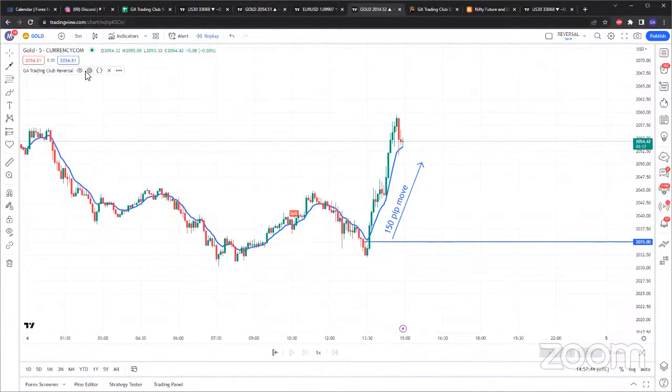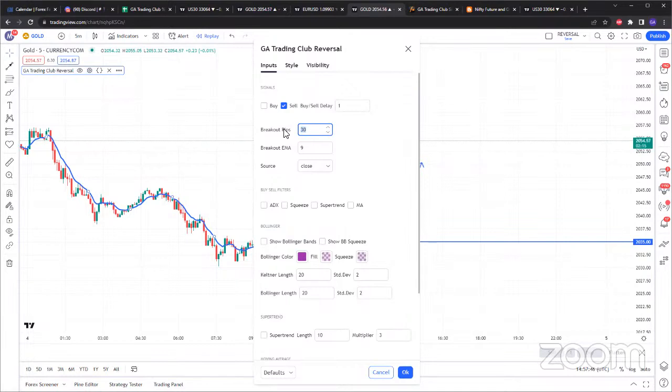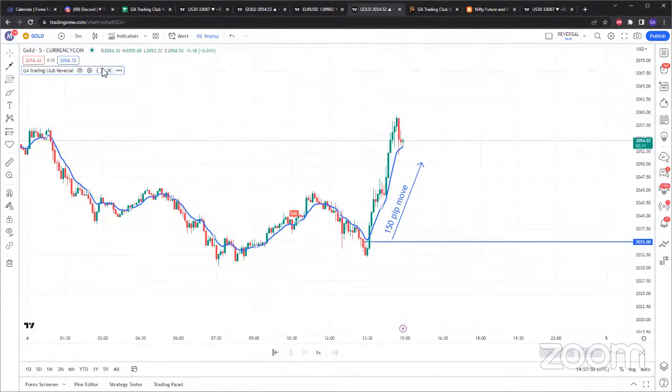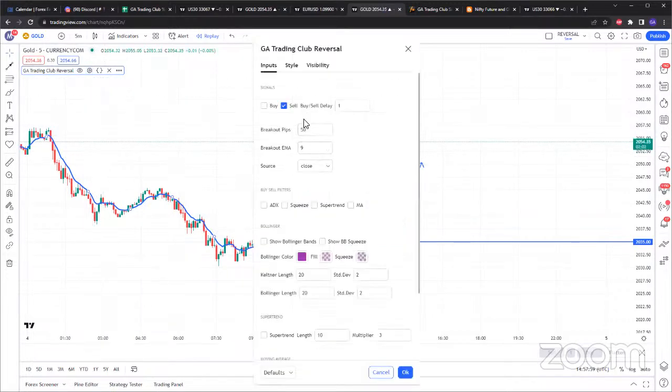Yes, for gold here, I think 50. Let's see, 50 for gold and 50 for... yeah. So do 50 for gold and 50 for US30, and then do like 30 or 40 for FX pairs. Because ideally those are the only two, that's the only place you'll be changing the settings.